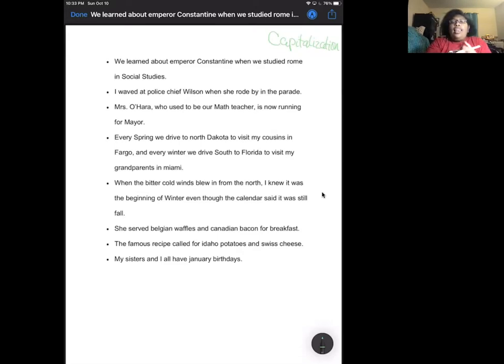Okay, so let's read the first sentence. We learned about Emperor Constantine when we studied Rome in social studies. Okay, so let's do a process of elimination here. We have 2 things that are capitalized already, Constantine and social studies. Now, should Constantine be capitalized? Absolutely. It is a proper noun. That is somebody's actual name, right? So that stays. Social studies, should it stay?